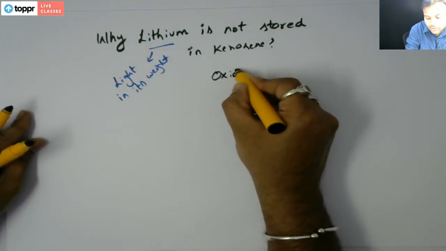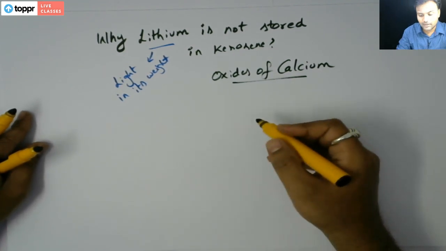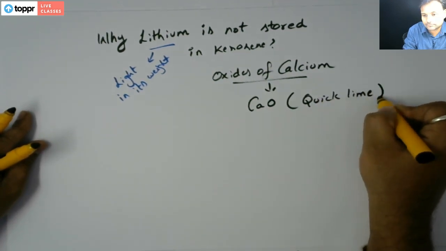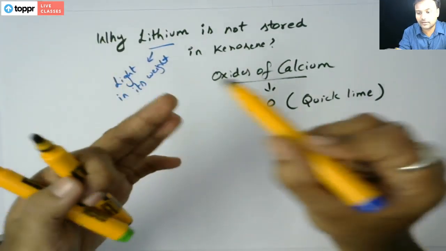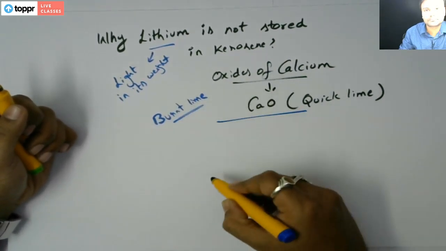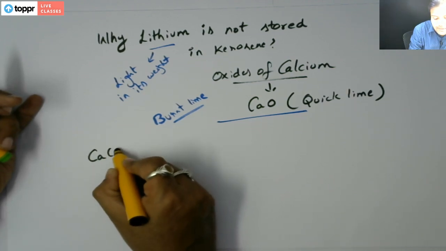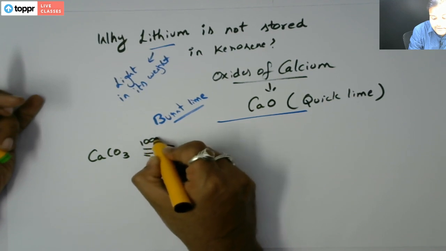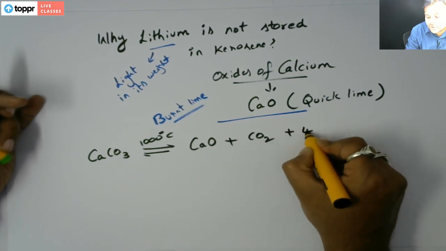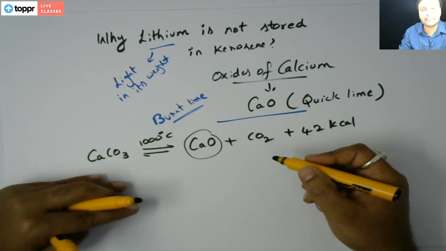Now I want to discuss the oxides of calcium. So oxides of calcium, as you know, calcium oxide, that is quicklime. Quicklime is also called burnt lime. So how can we prepare calcium oxide? Just by heating calcium carbonate to 1000 degrees centigrade. You can see this is a reversible reaction, wherein there is formation of calcium oxide plus carbon dioxide, with absorption of heat, 42 kilocalories. So this is how we prepare calcium oxide from calcium carbonate.